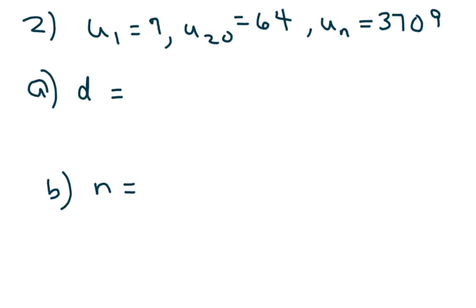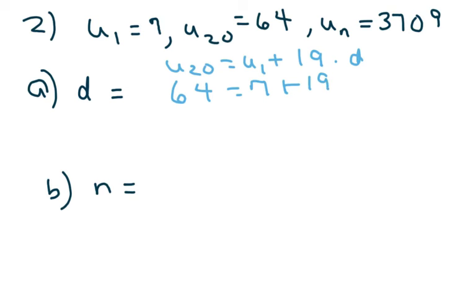All right, here's another one. They want you to find d. So I'm using u_20 equals u_1 plus 19 times d. So u_20 is 64 equals 7 plus 19 times d. Subtract the 7 and you get 57 equals 19d. Divide both sides by 19 and you get 3 equals d.